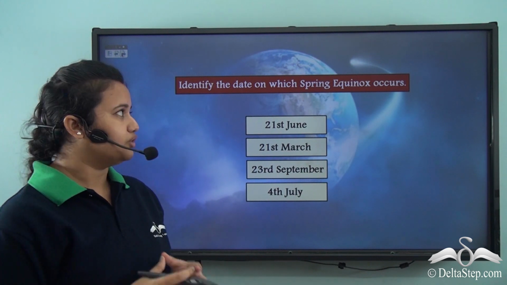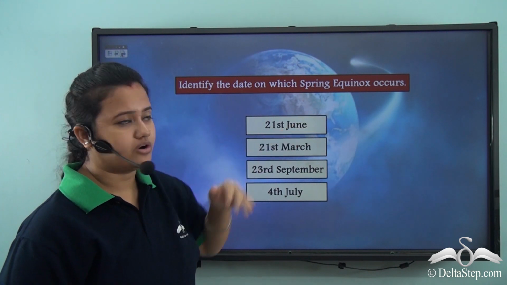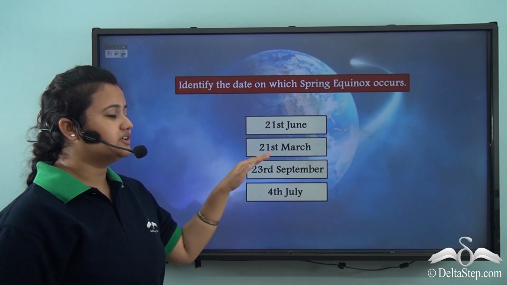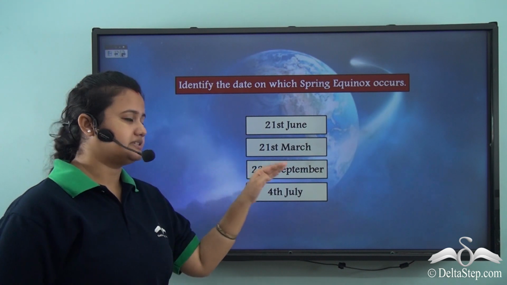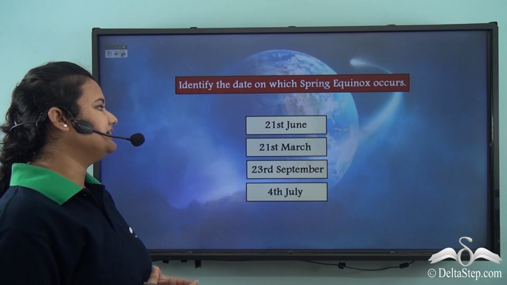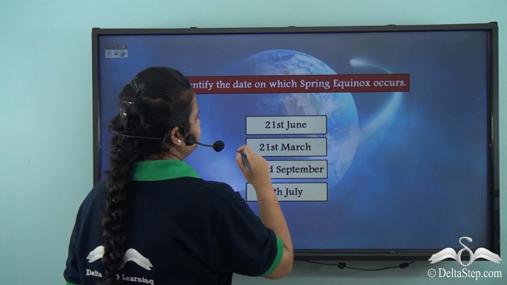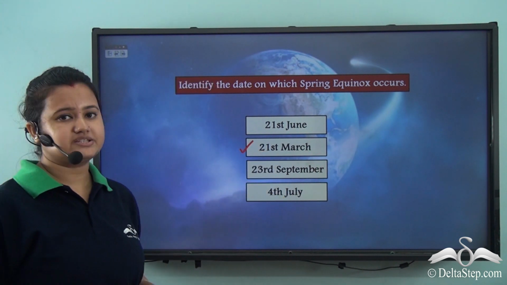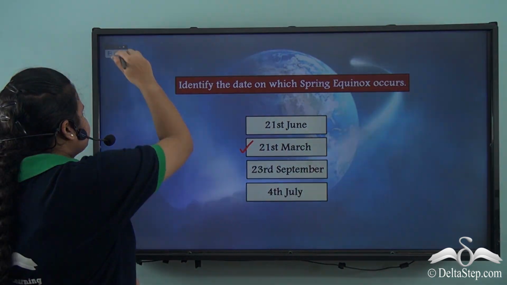Identify the date on which spring equinox occurs. Is it on 21st June, 21st March, 23rd September or 4th July? Yes, the correct answer is 21st March. On 21st March, the earth experiences spring equinox.